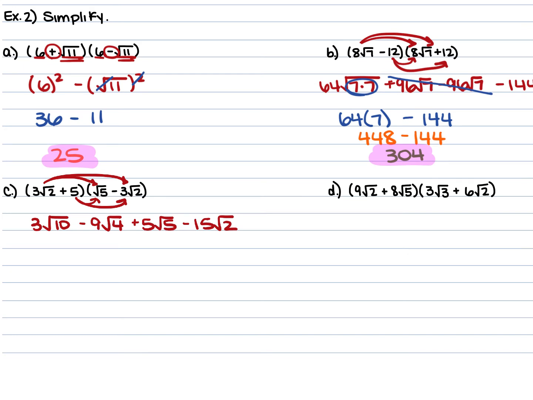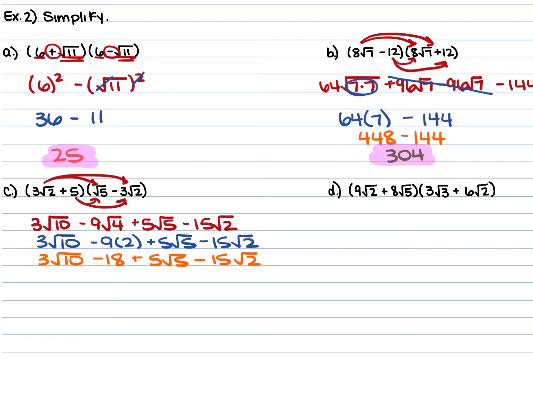We can simplify that 9 square root 4. We're going to have 3 square root 10 minus 9 times 2 plus 5 square root 5 minus 15 square root 2. The 9 times 2 gives us a negative 18, so we have 3 square root 10 minus 18 plus 5 square root 5 minus 15 square root 2. You do not have any like terms that you can combine here, so we're going to leave it in this form, and that is your answer.